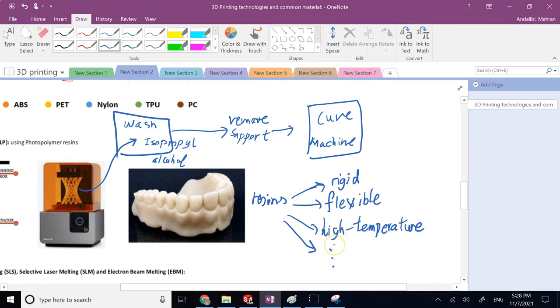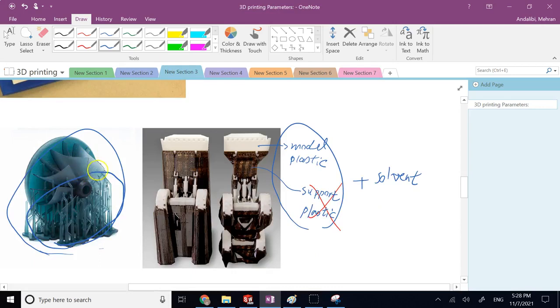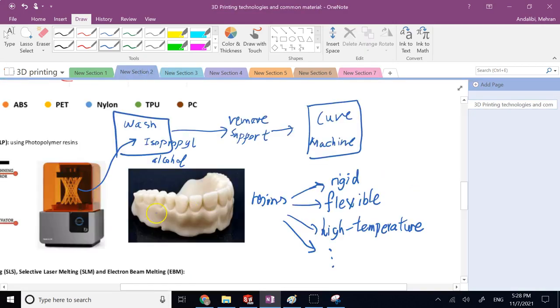So there are lots of different types of resin, and depending on the type of resin you use, the mechanical properties of the printed part will vary significantly. And many times the resin parts are transparent, sometimes they are not. Sometimes they are semi-transparent, you can see a little bit of light through them. Sometimes they are completely opaque. We use them in many medical conditions as well, like dental applications for crowns, for teeth models, and so many other things.